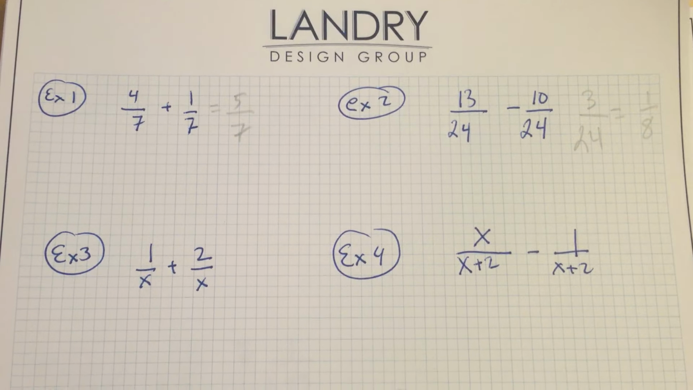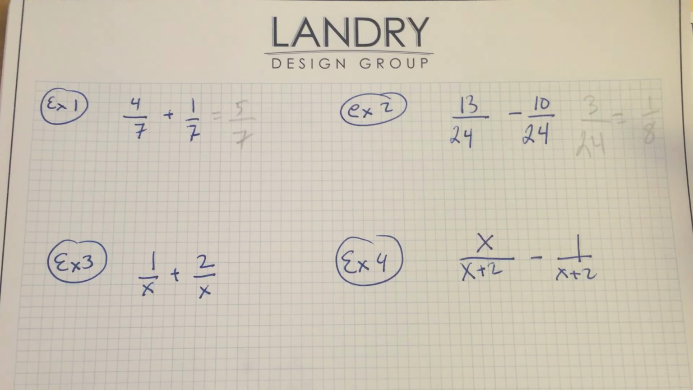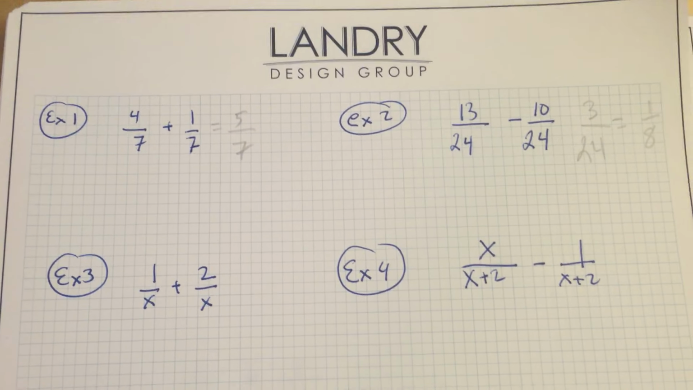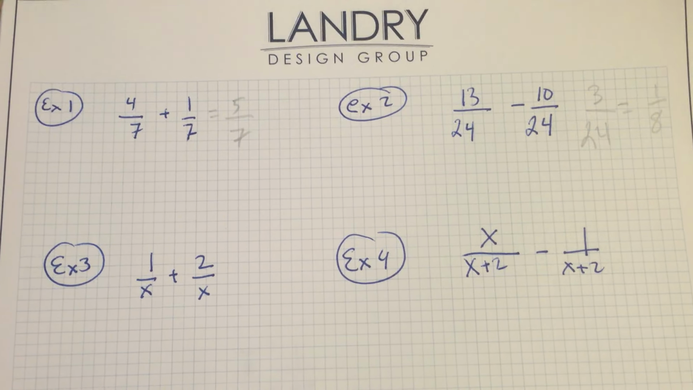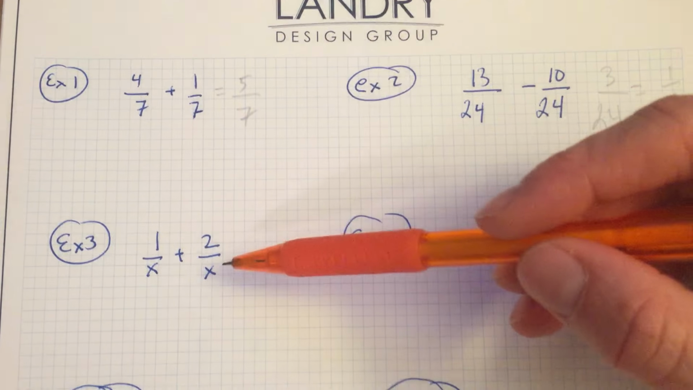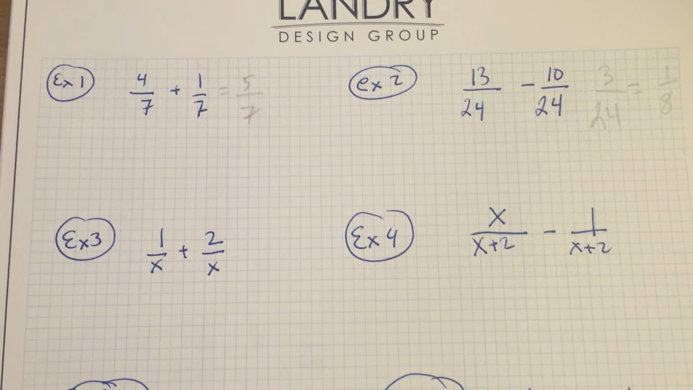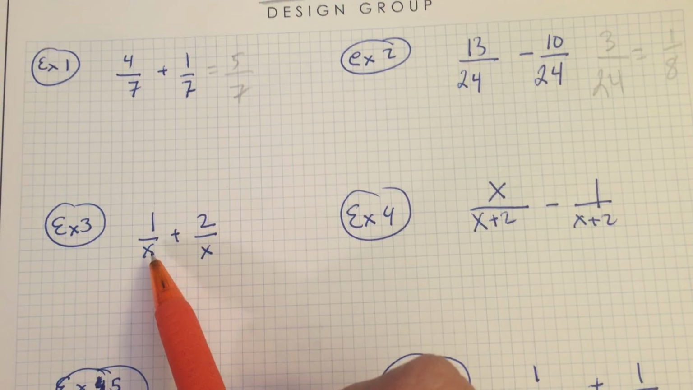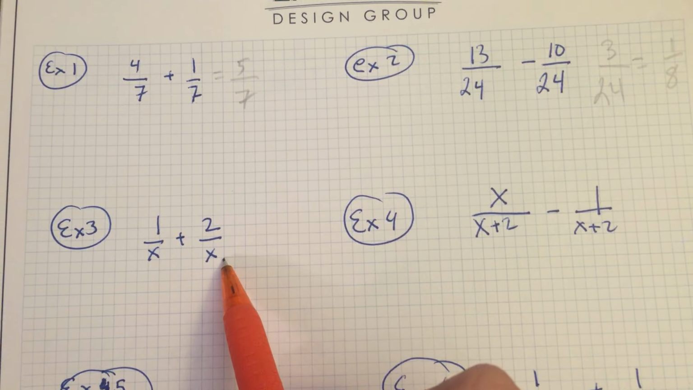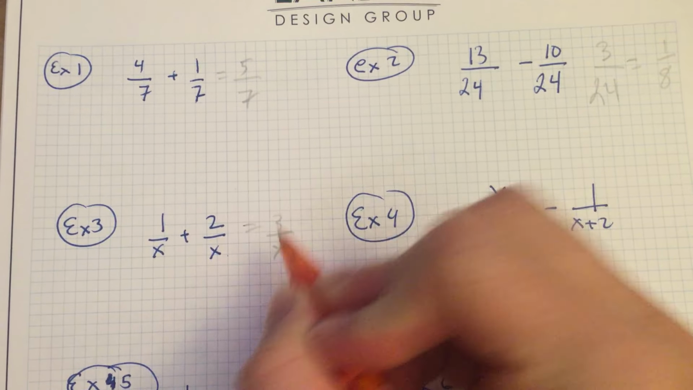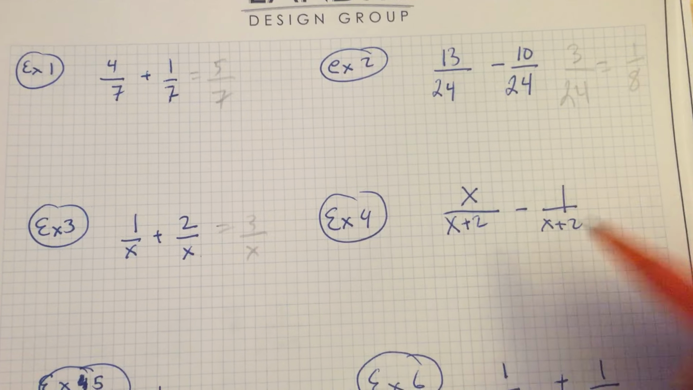Please make sure that you pay attention to that. A common mistake for example 2 would be saying the answer is 8, so just FYI, be careful. It doesn't matter if it has variables in the denominator or integers in the denominator. Both of the denominators are x's, exactly the same, so 1 plus 2 gives you 3 over x. No way to reduce that.